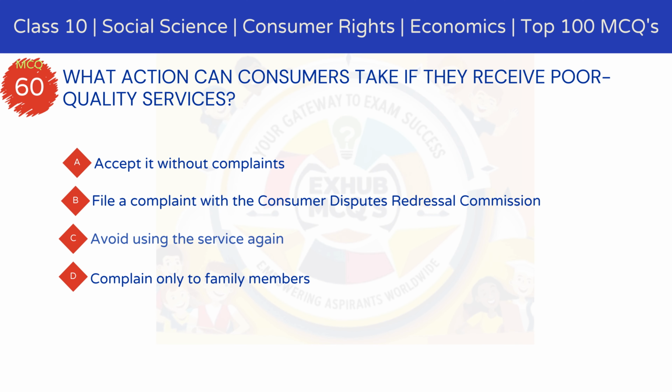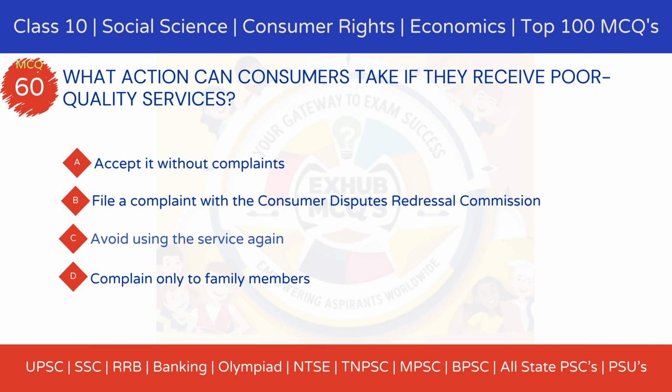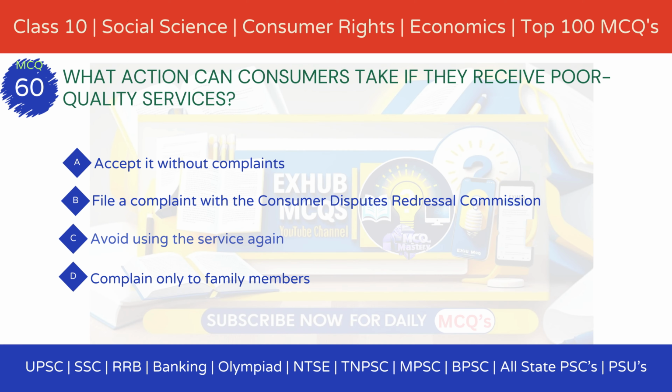MCQ 60. What action can consumers take if they receive poor quality services? Option A. Accept it without complaints. Option B. File a complaint with the Consumer Disputes Redressal Commission. Option C. Avoid using the service again. Option D. Complain only to family members.